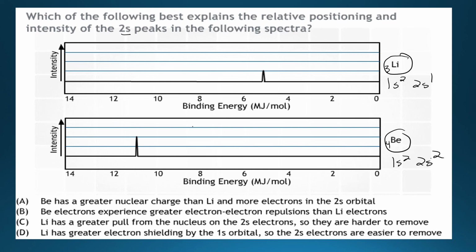Part A, beryllium has a greater nuclear charge than lithium. That's true, and more electrons in the 2s. Beryllium electrons experience greater electron-electron repulsion than the Li electrons. Not true. Lithium has a greater pull right there. Not true, because lithium has less of a pull. And Li has greater electron shielding by the 1s. Not true, they have the same shielding because they're both 1s. So your correct answer is A.